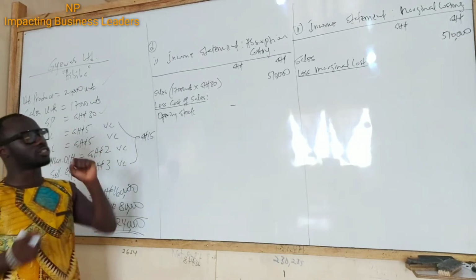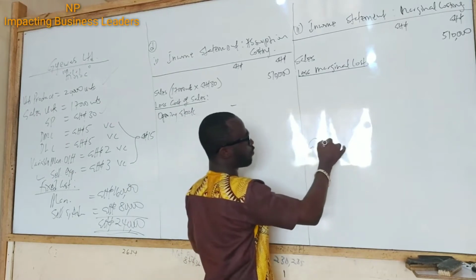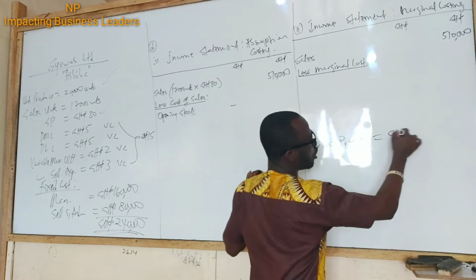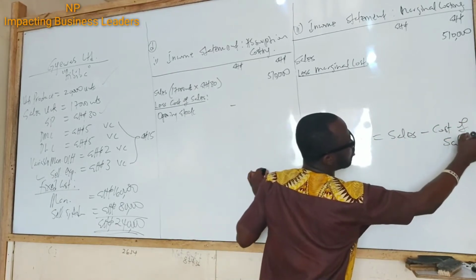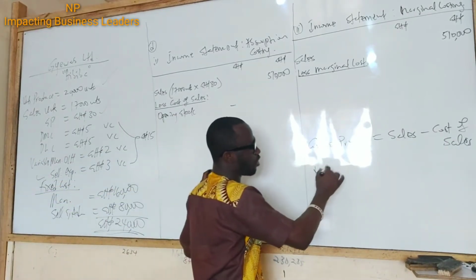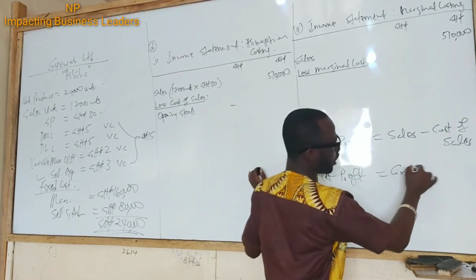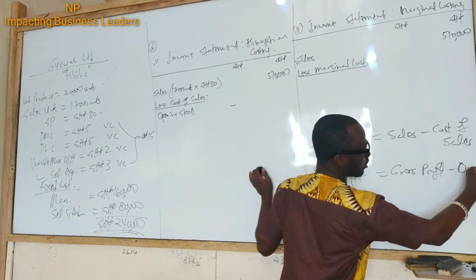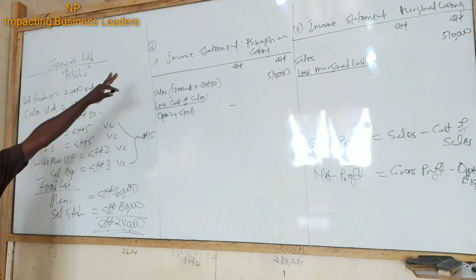Under absorption costing, remember, what we are interested in is gross profit. So gross profit is equal to your sales minus cost of sales. That's the first thing we are interested in, gross profit. Then in order for us to get the net profit, it is going to be your gross profit minus operating expenses. So that's the idea for the absorption costing.